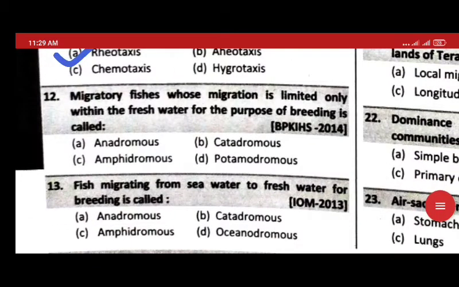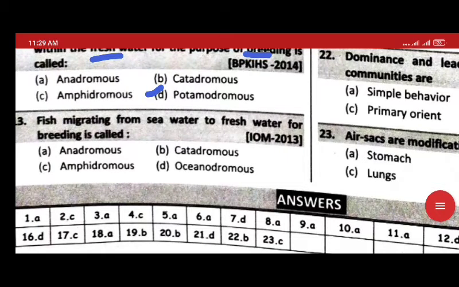Migratory fish whose migration is limited within fresh water. So fresh water is given for breeding. For breeding purpose we have two types, that is anadromous and catadromous. So which is for fresh water? In fresh water we should have potamodromous, because the migration is within fresh water. Fish migration from sea water to fresh water is anadromous.